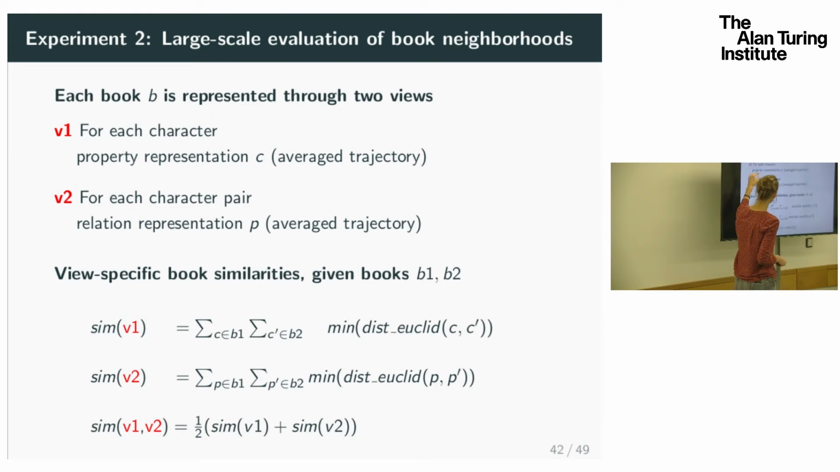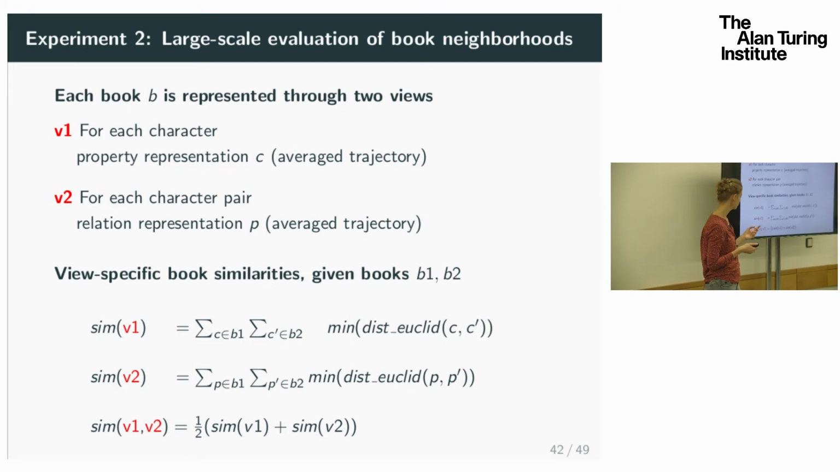And to do this, we take two books, book 1 and book 2. In order to compute the similarity of two books with respect to their character properties, we look at each character in book 1 and find the character in book 2 which has the most similar representation to this character in book 1. And then we sum up all these minimal distances across all the individual characters in the two books.